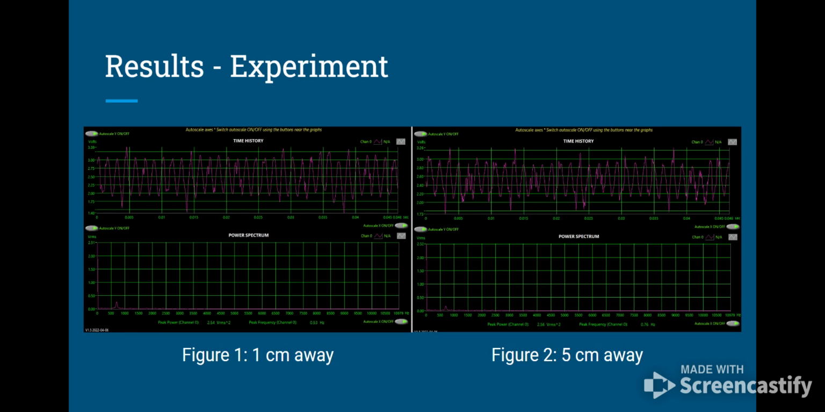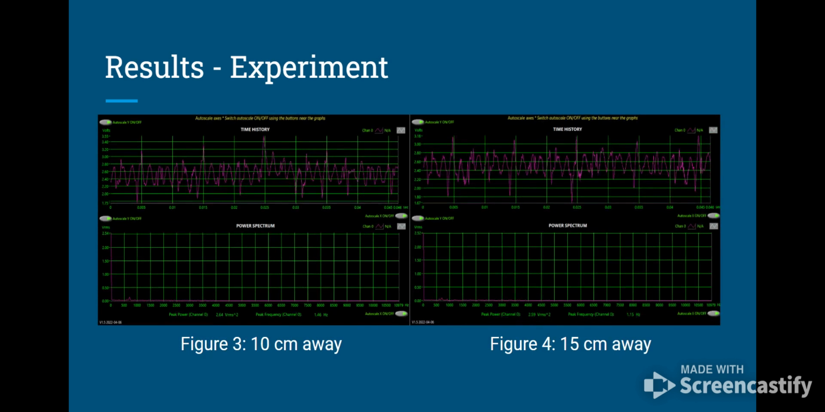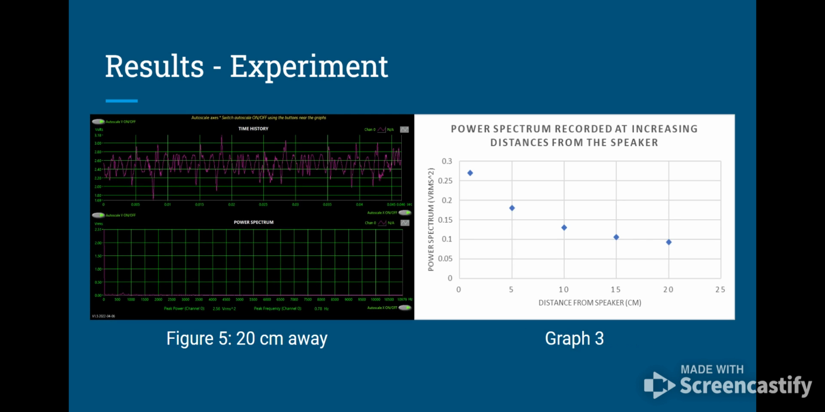On the following slides, figures 1 through 5 show different waveforms and power spectrums in the second part of this experiment. Figure 1 shows 1 centimeter away, figure 2 shows 5 centimeters away, figure 3 shows 10 centimeters away, figure 4 shows 15 centimeters away, and finally figure 5 shows 20 centimeters away. It can also be observed in the waveforms that the further away it got from the speaker, the more noise was collected as well. In graph 3 on the right, it shows the sampled power spectrums as a function of distance.